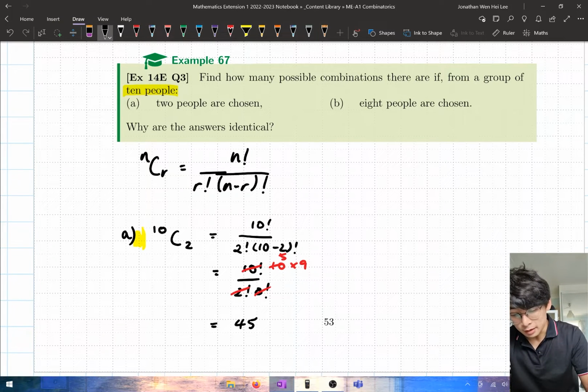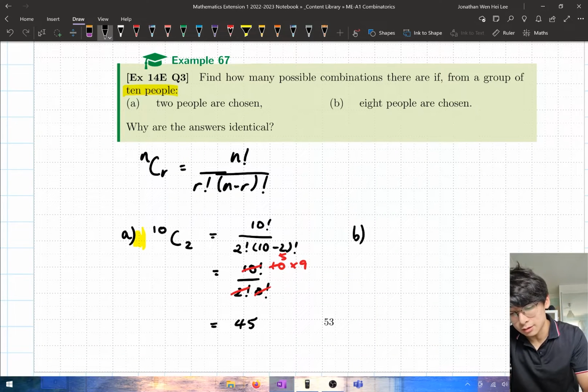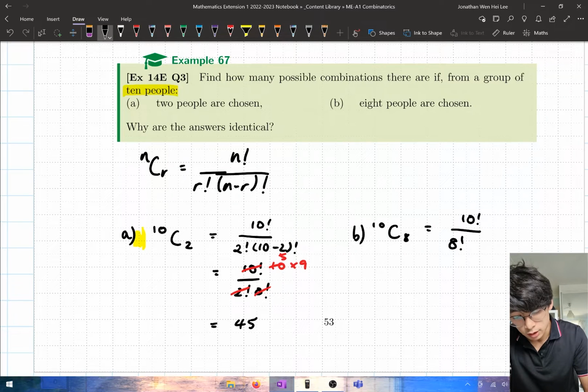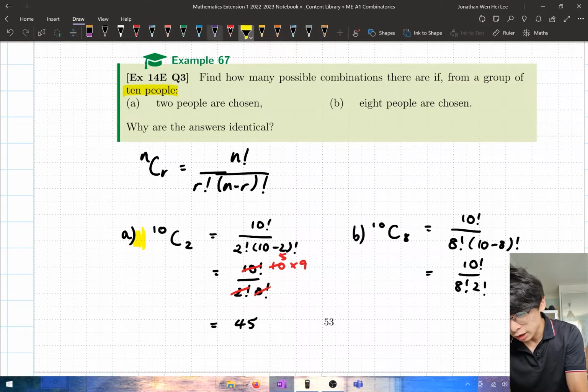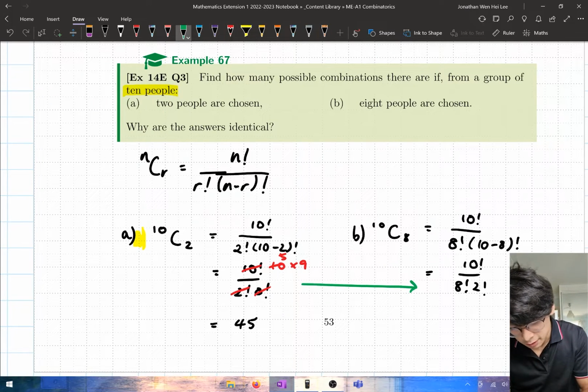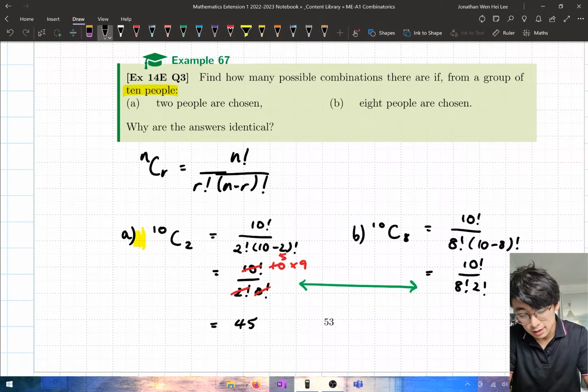Okay, part B. Now we've chosen 2 people. Now let's choose 8 people. So here this is going to be 10 choose 8. And so this is going to be 10 factorial over 8 factorial times (10 minus 8) factorial. And so this is going to be 10 factorial over 8 factorial times 2 factorial. And here hopefully you're already going to see something. You're going to notice that, hang on, isn't this the exact same thing as the answer before? And this is indeed the case. This is actually going to give me 45 in the end as well.